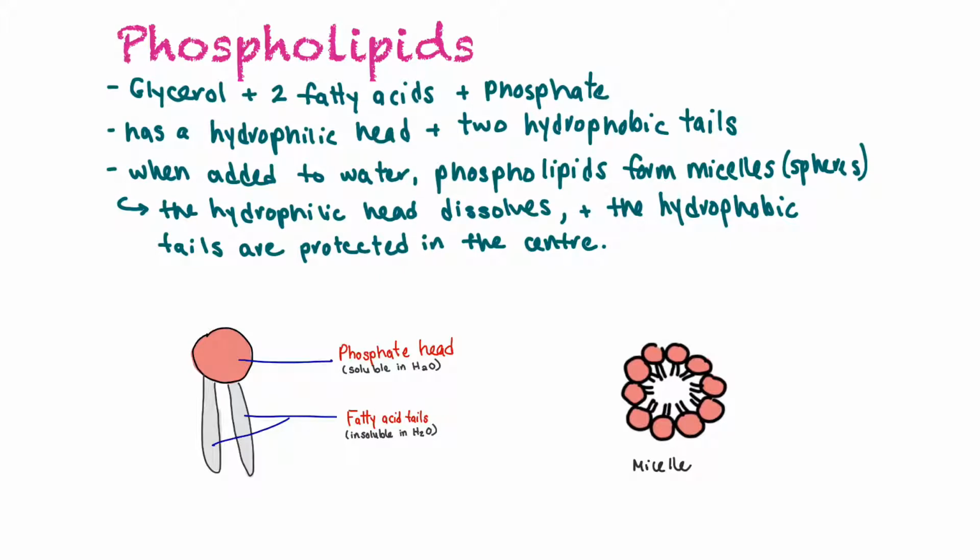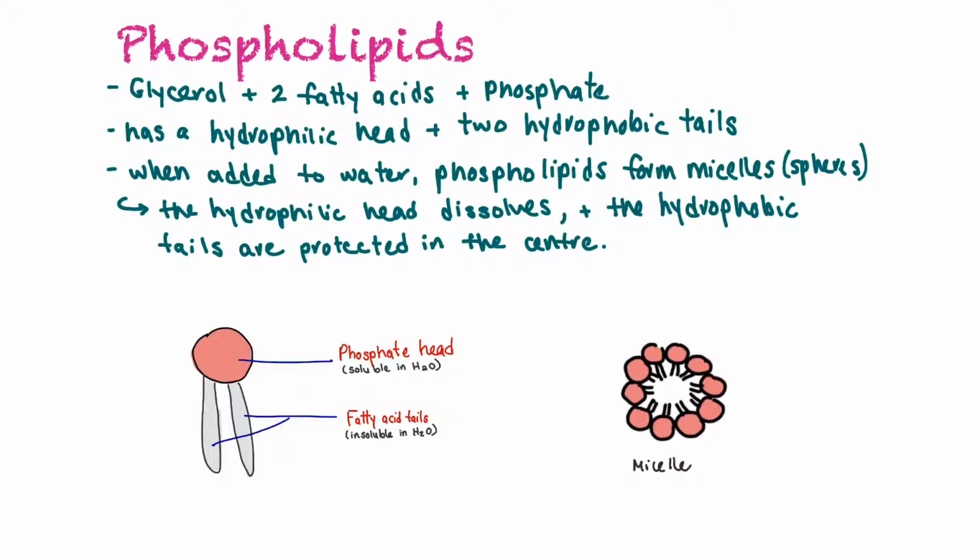Our next type of lipid are phospholipids, and phospholipids are essential to the structure of cell membranes and the functioning of the cell. Phospholipids trade out one of the fatty acids for a phosphate molecule. So it's glycerol plus two fatty acids, and then a phosphate group is substituted. Phospholipids have a hydrophilic head. This part, that's the phosphate group. Phosphate is very hydrophilic, so it's soluble in water. And then it has two fatty acid tails. Those fatty acid tails are insoluble in water, so they're hydrophobic.